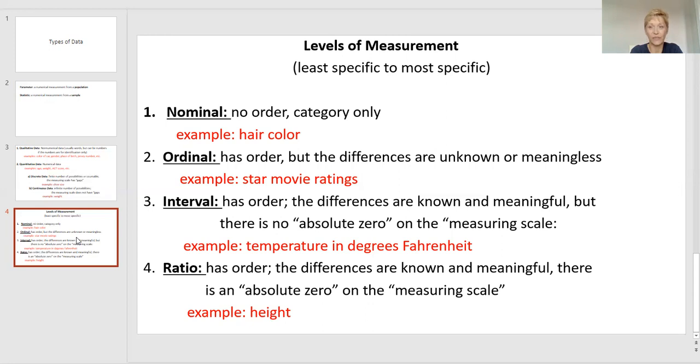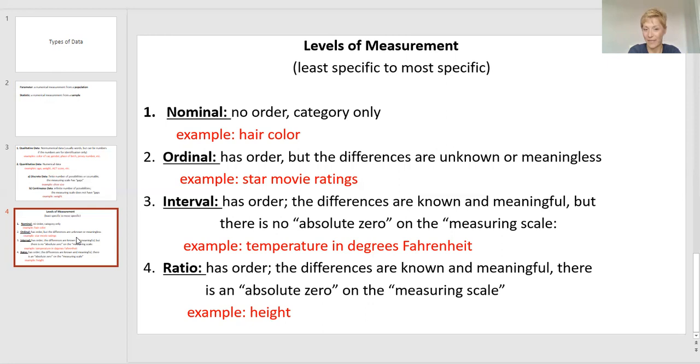Now, the next 2, let's talk about them together because they tend to be the ones people get confused. Interval and ratio. Notice both of them also have order. So you have ordinal, then interval, and the top is ratio. All 3 have order. Remember, with ordinal the differences are unknown or meaningless. But with interval and ratio, the differences are known and meaningful. So how do you distinguish between number 3, interval, and number 4, ratio? It's whether the measuring scale has an absolute 0 or not.